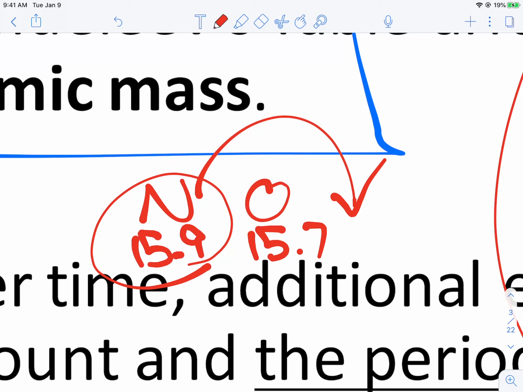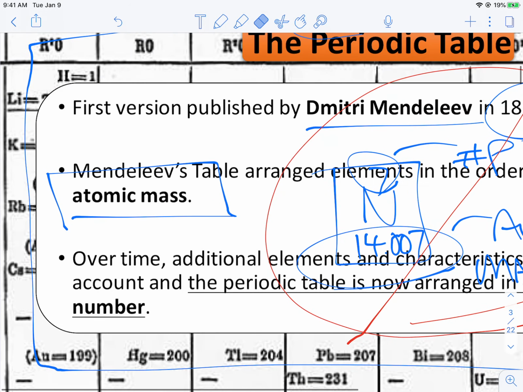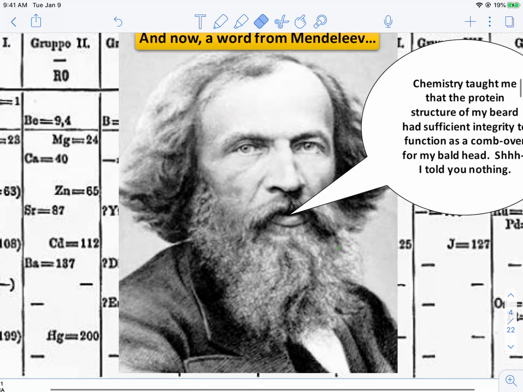But nowadays, with more isotopes that we've found since 1869, we know that organizing it in order of increasing number of protons is a better way to do it. So that's Mendeleev. He has a hypnotic gaze. Be careful how long you look into his eyes.